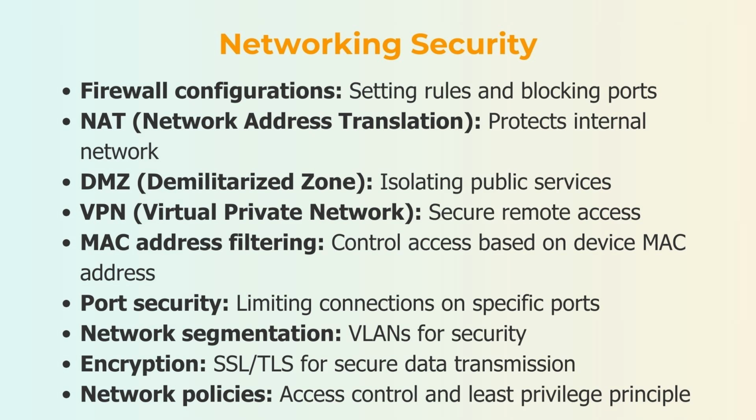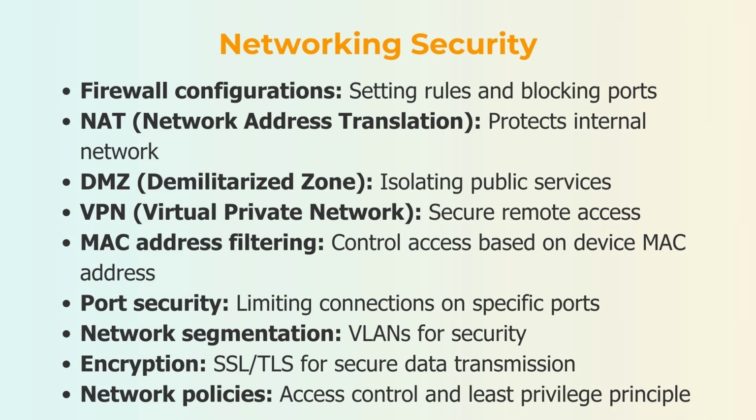Securing a network is critical to prevent unauthorized access and protect data. Firewalls act as a barrier between your network and the outside world, controlling what traffic can enter or leave. NAT, network address translation, is another important security measure that hides your internal IP addresses from external networks. A DMZ, demilitarized zone, isolates certain devices or services from the rest of the network, providing an extra layer of security. VPNs, virtual private networks, are essential for creating secure, encrypted connections when accessing a network remotely.